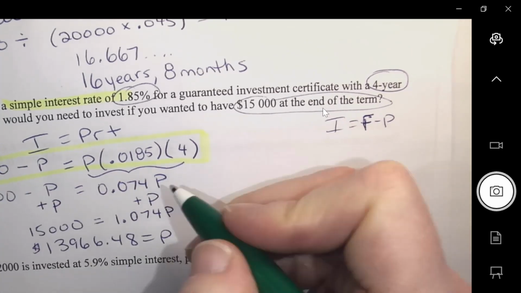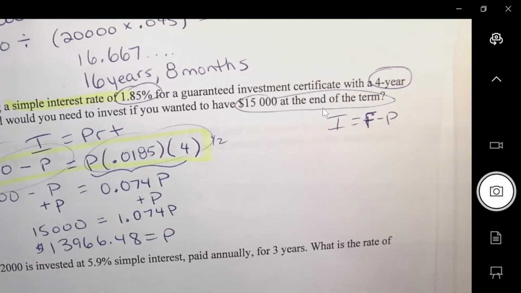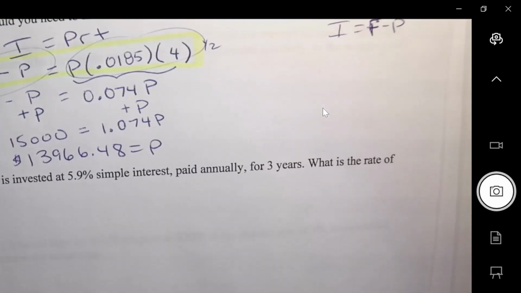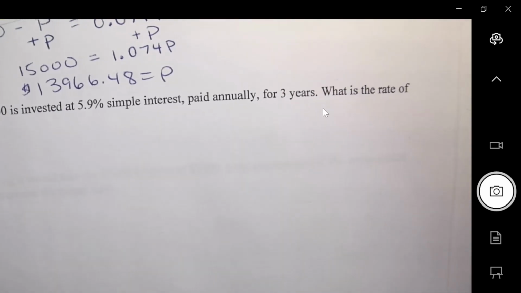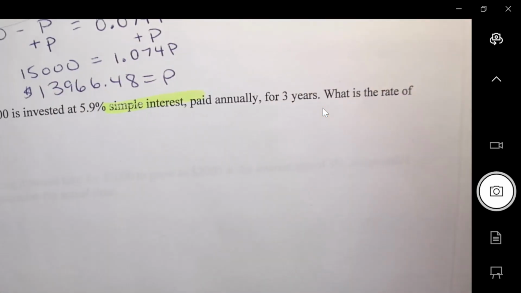Yeah, you could just put this into y1 and this into y2 as you see it and then get the intersection, okay? But that would take a lot of time, so you don't really want to do that if you don't have to, but it's another thing you always have as a tool. Okay, principal, $2,000 invested, 5.9%, simple interest.